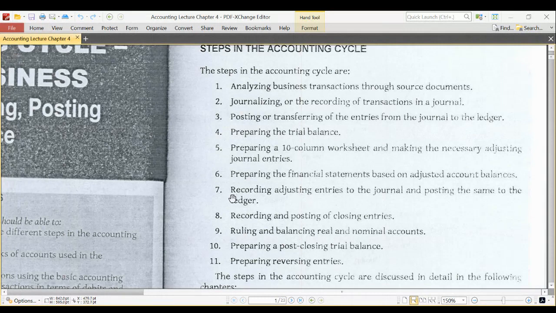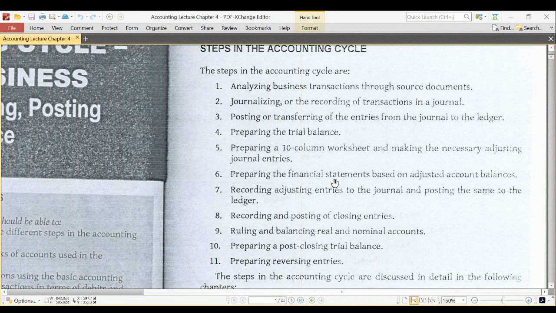Pero actually, dapat mauna si adjusting entries, kasi recording of adjusting entries pala, to the journal and to the ledger. Kasi after natin magkaroon ng trial balance, may mga adjusting entries tayo, dire-diretso kasi yun sa worksheet. Gagawa ka na at the end ng financial statements. Pero hindi pa natin nalipat sa mismong books ang adjusting entries na nakalagay sa column sa worksheet.